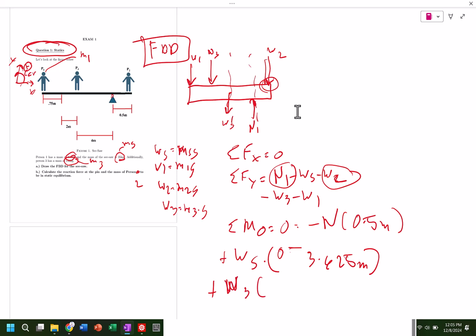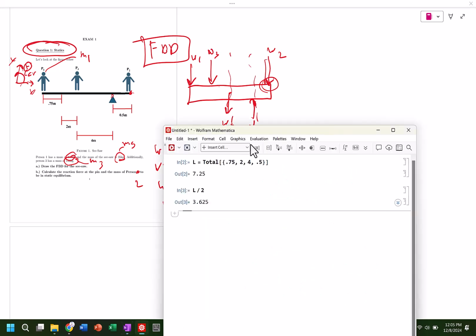Weight 3, and that distance is going to be 4 plus 0.5, so 4.5 meters, again, from our distance here. And then finally, the full length of the beam, that's going to also be a plus weight 1 times the full length of the beam here. So let's go ahead and solve.